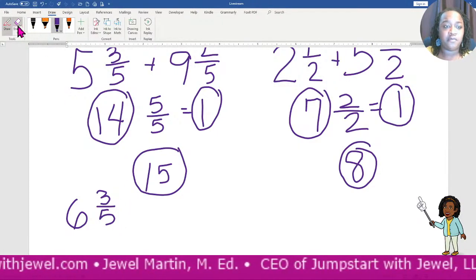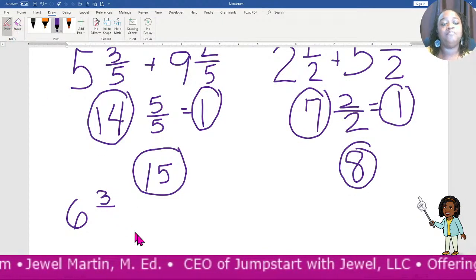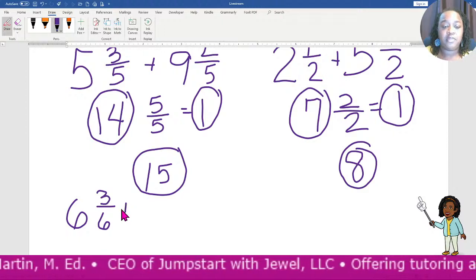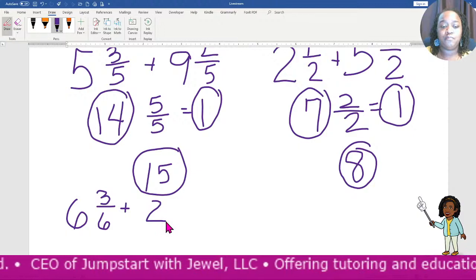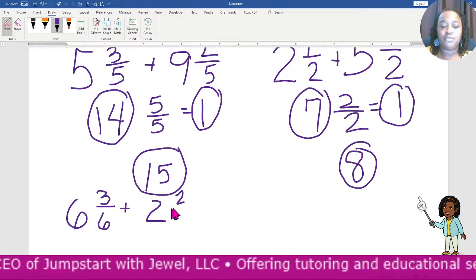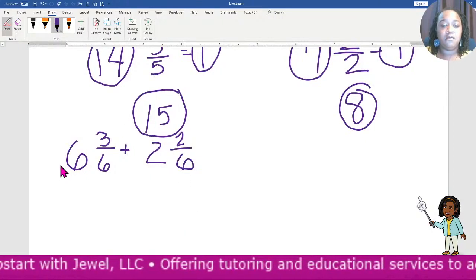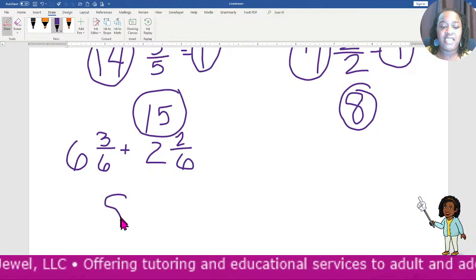No, let's try a different one. Let me erase that one. 6 3/6 plus 2 2/6. So same thing. 6 plus 2 is 8.